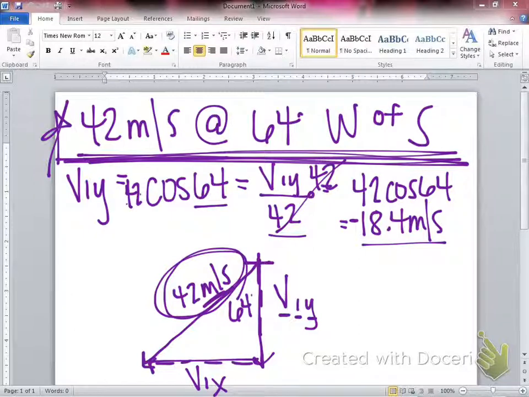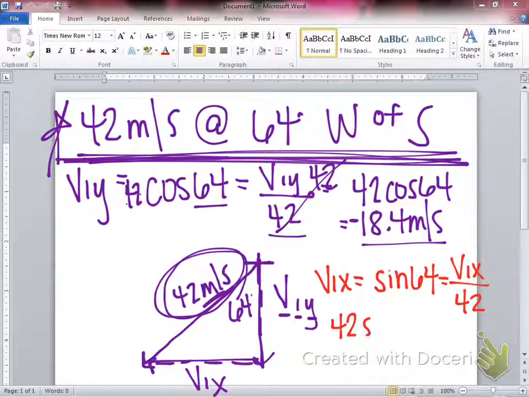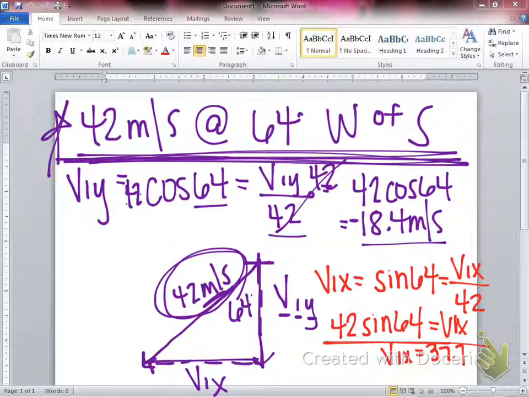Let's solve now for v sub 1x. V sub 1x, we're going to use sine or cosine? We're going to use sine. So we'll say sine of 64 is equal to v sub 1x over 42, which also looks like this, 42 sine of 64. And you'll see me write it like this a lot, just because it takes out one extra step. I got v sub 1x to equal 37.7. And what direction is this vector traveling? West, so it has to be negative as well.